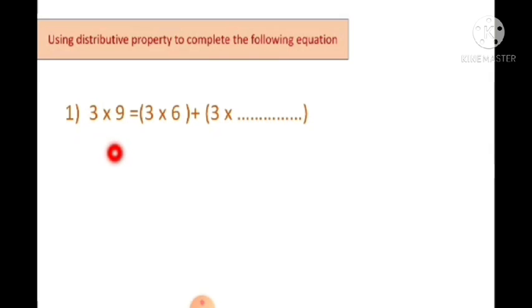Next, using the distributive property to complete the following equation. 3 times 9 equals 3 times 6 plus 3 times what? The number of rows, 3, doesn't change. It's constant. But the number of columns, we will distribute, divide it. 9 equals 6 plus what? We can subtract: 9 minus 6 equals 3. Or count on your fingers. After 6, 7, 8, 9, 3 fingers equals 3.